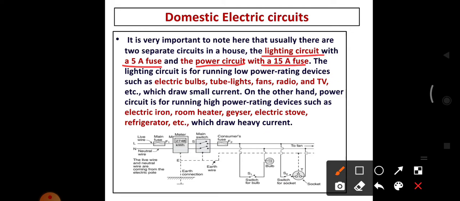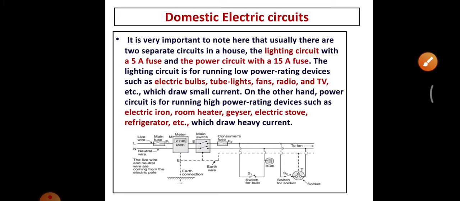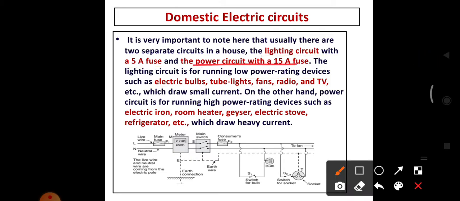So what are the uses of the lighting circuit and the power circuit? The lighting circuit is used for running low power rating devices such as electric bulb, tube light, fan, radio, TV. These are connected to the lighting circuit because they draw only a small current from the main.